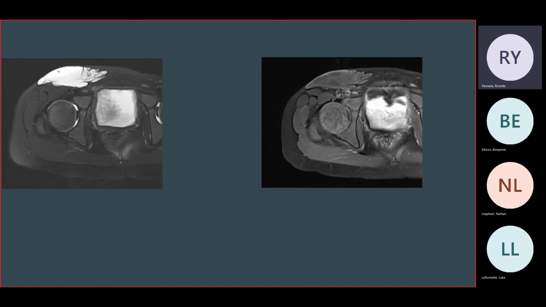So the reason to get any imaging, most of the time, is, if you're in doubt, you can confirm the diagnosis. And most important is to plan for the procedure and check what needs to be done, or what you need to be aware of before you treat the lesion.